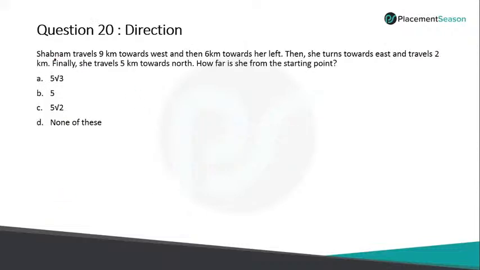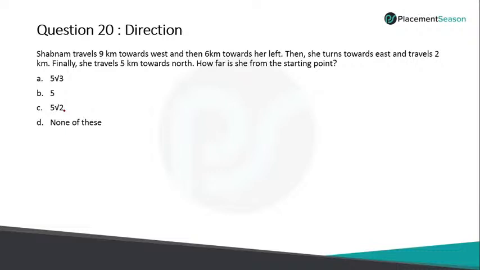Okay, next, the question from direction. So in direction sense, we have directions like north, south, east, west, and northeast, northwest, southeast, southwest, likewise, right? So we have four cardinal directions, right? Most of the time, whenever you are solving direction questions, if it is very simple, just try to trace the path by using the figure.